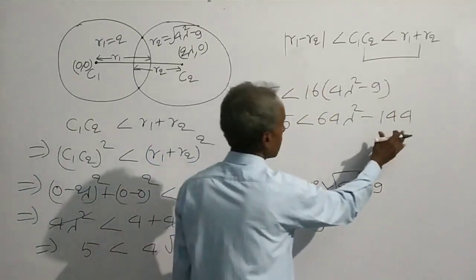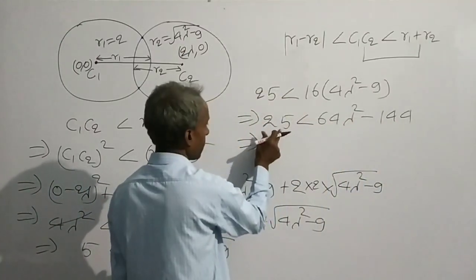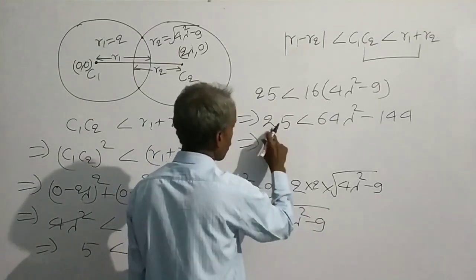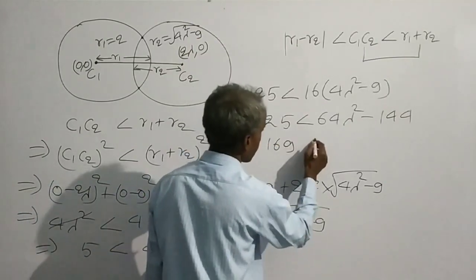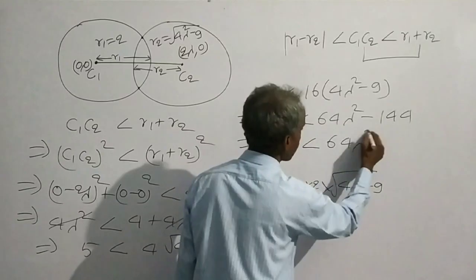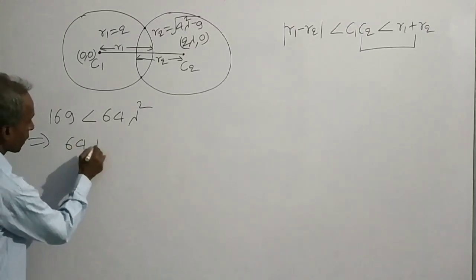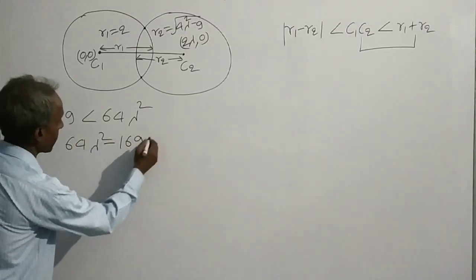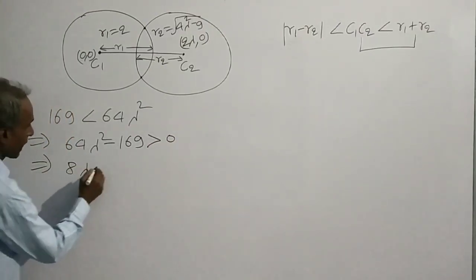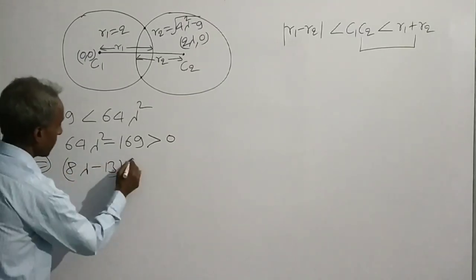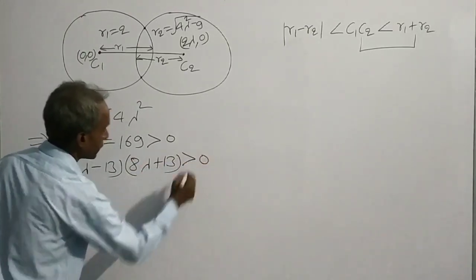This implies when we shift 144 to the left hand side, this becomes 144 plus 25, that is equal to 169, less than 64 lambda square. This implies 64 lambda square minus 169 greater than 0. This implies 8 lambda minus 13, 8 lambda plus 13 greater than 0.